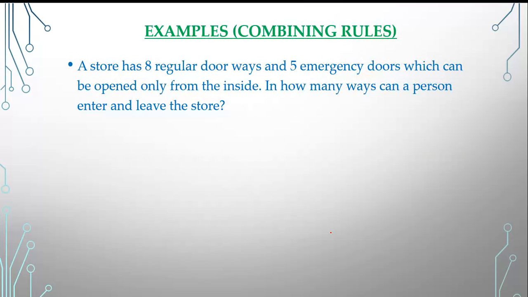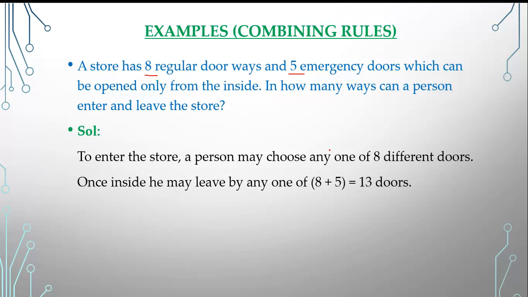Now another example: a store has 8 regular doorways and 5 emergency doors which can be opened only from the inside. In how many ways can a person enter and leave the store? Now 8 are the regular doors, right? And 5 are the emergency doors. For entering the room, we use only the 8 doors, because emergency doors are not used for entering, only for exit. So a person can enter the room by 8 doors, but can leave the room by either this door or this door. So in total 8 plus 5, 13 doors. Out of 13 doors, he can leave the store.